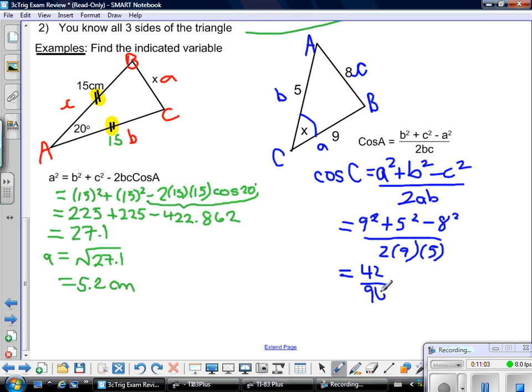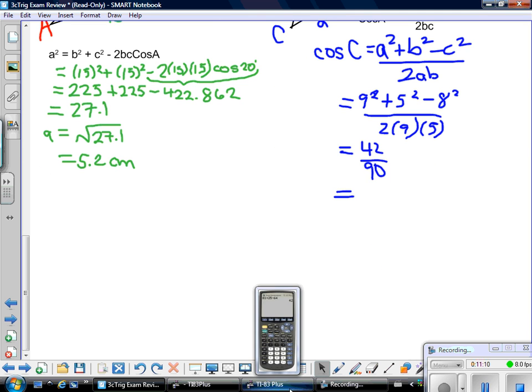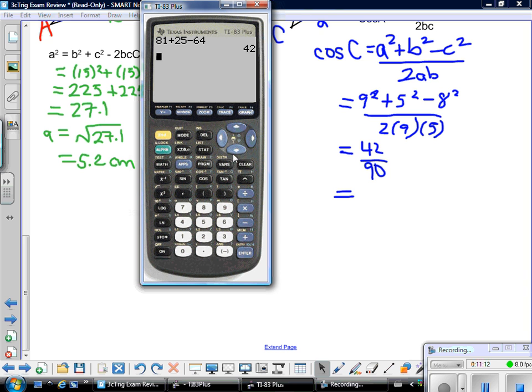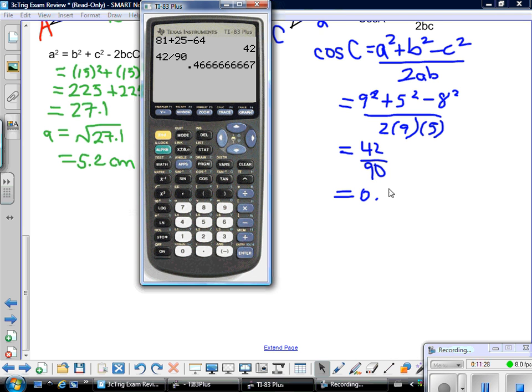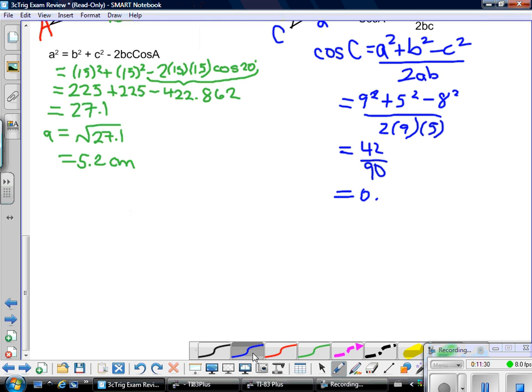Now what do I do with that? Well, cos of C equals that, so I need to change that to a decimal in order to calculate the ratio. So 42, and we're dividing that by 90, so we end up with 0.46 repeating. Again, I need to have 4 decimal places to be accurate for an angle. So 0 decimal 4, 6 repeating, so 6, 6, round it to 7.